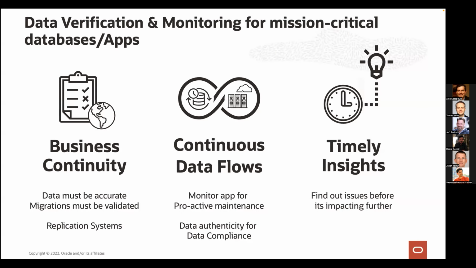So for any mission critical databases or applications, there are three major key points which need to be considered as priority. The first one is business continuity. All our data must be accurate, and all the migration needs to be validated, making sure that there are no data integrity issues post the migrations. The second one is continuous data flow. We need to have a monitoring tool where we can proactively monitor the replication of data across systems. And the third one is timely insights. We need an alerting mechanism in a timely manner to find out issues before they impact further.